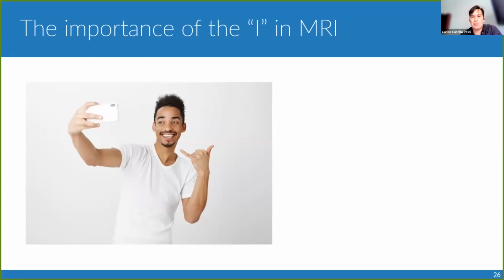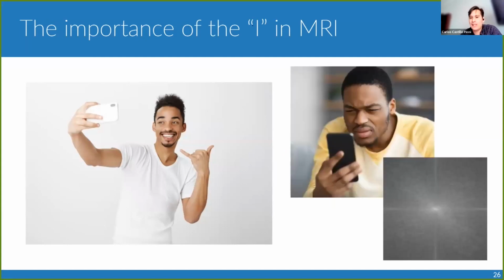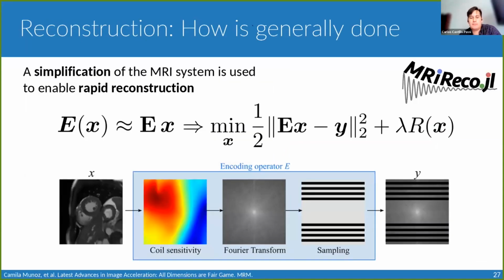Another thing is the importance of the eye or image part in MRI. Imagine if you take a photo and you look at it and it's something like this. That's why, since the beginning, we incorporated the reconstruction part using MRIReco. That is another open source package in Julia that solves what is called the inverse problem. So the forward problem is the simulation, and the inverse problem tries to reconstruct the image from the raw data. Basically what it's doing is simplifying this nonlinear encoding operator, making it linear, and then you can solve it with an optimization problem.